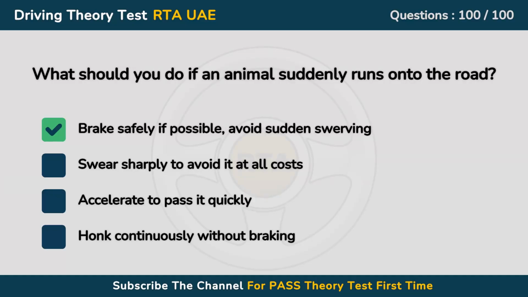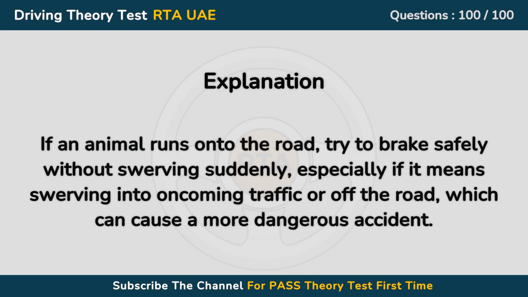Answer is A. Brake safely if possible, avoid sudden swerving. If an animal runs onto the road, try to brake safely without swerving suddenly, especially if it means swerving into oncoming traffic or off the road, which can cause a more dangerous accident.